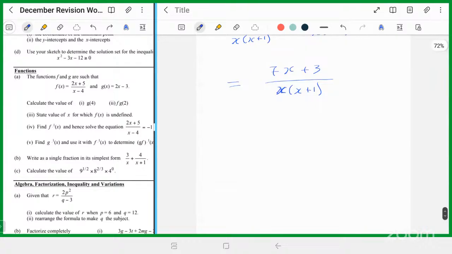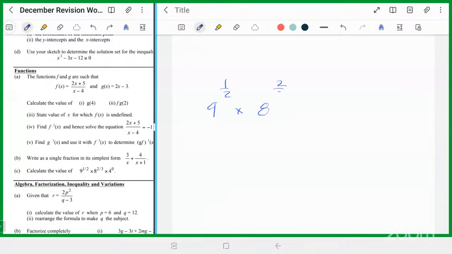Part C gives us 9 to the half. Now this can be done with a calculator, you know. 9 to the half times 8 to the 2 over 3 times 4 to the 0. Now, this half power means square root because it really means 9 to the power 1 over 2.